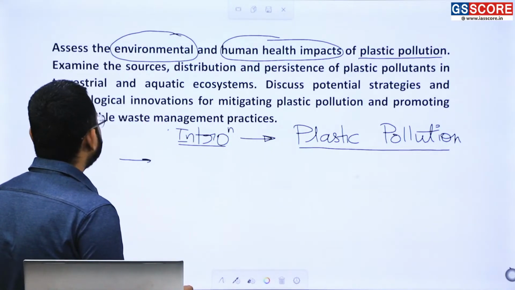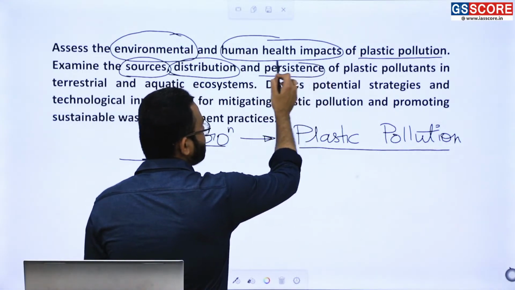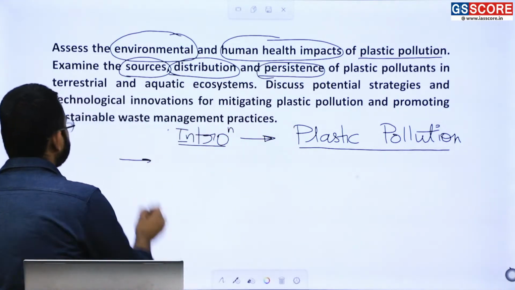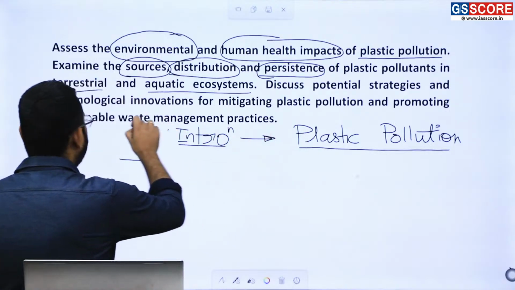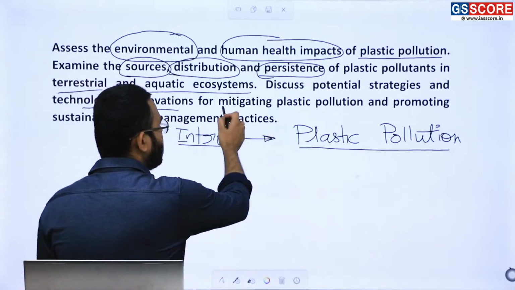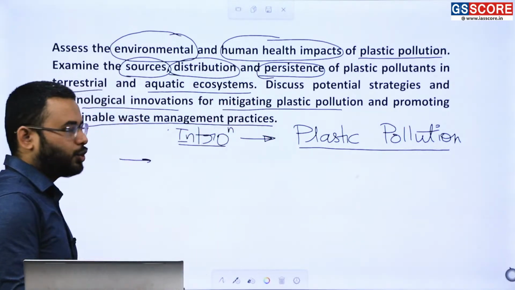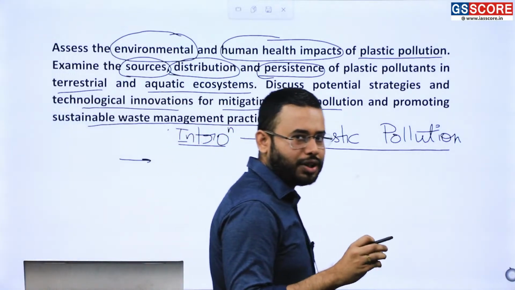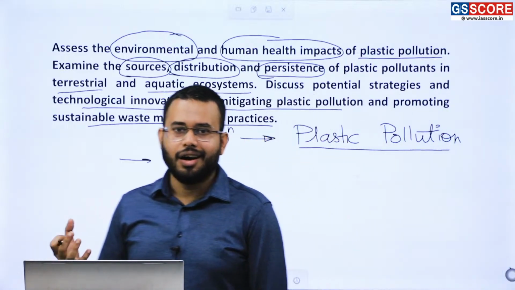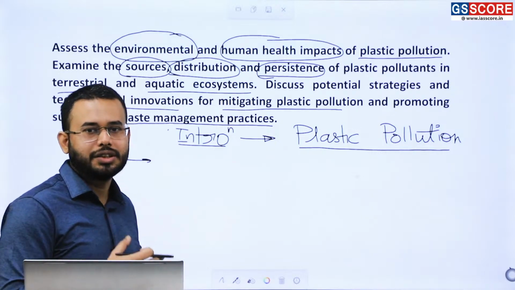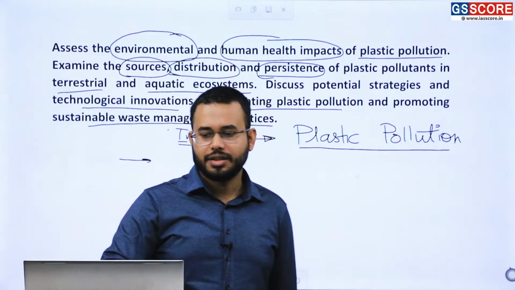Second part, they are talking about examining the sources, distribution and persistence of plastic pollution in terrestrial and aquatic ecosystems. Discuss the potential strategies and technological innovations for mitigating plastic pollution and promoting sustainable waste management practices. So every aspect related to plastic pollution they have asked in this question. It is something like a short essay related to plastic pollution and its mitigation strategies, right? So in your answer, you will have to take subheads and address the question accordingly.